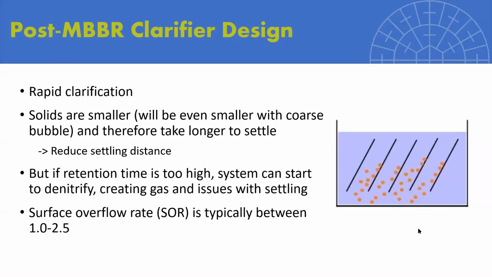And then post MBBR clarifier design, we use rapid clarification. I've mentioned this before in a previous webinar. With an MBBR system, we're not relying on suspended phase biology. So our suspended particles are actually smaller, which means that they have different settling characteristics. They take a longer time to settle. So we use rapid clarification to reduce the settling distance. And because they're smaller particles, we don't see fouling of the rapid clarification. It's a very good fit with them, and you're able to have a smaller clarifier.